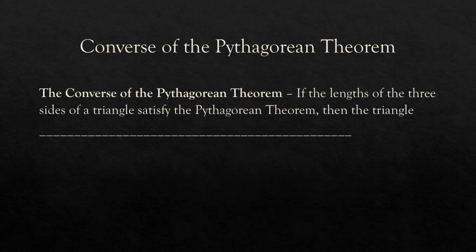The converse of the Pythagorean theorem is that if the lengths of the 3 sides of a triangle satisfy the Pythagorean theorem, then the triangle is a right triangle. So yes, the converse is true.